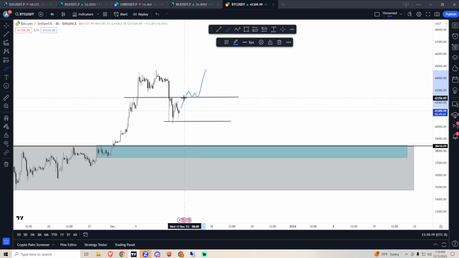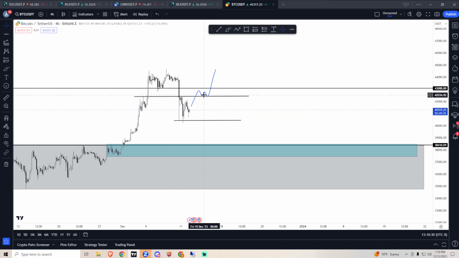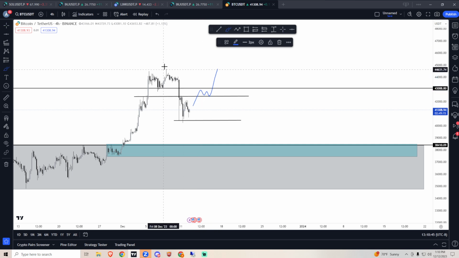Okay, so maybe we go back up to like 42.4 with maybe a wick to about, right. This would be the clean. Hey, I'm going to max long. For me, this one would start us off, but we can still reject from here and make another lower high.